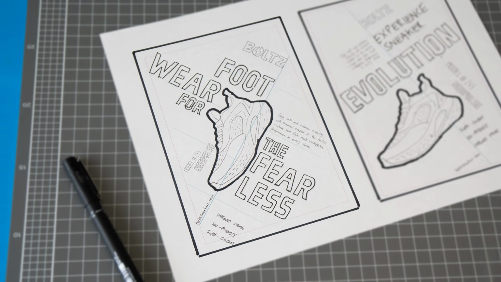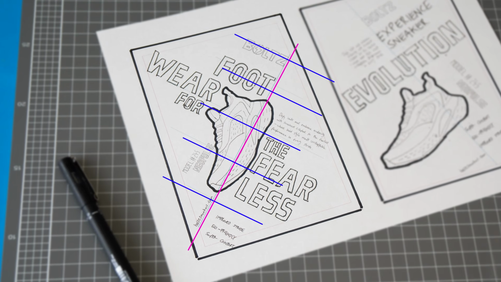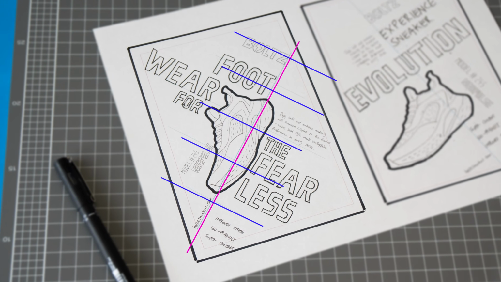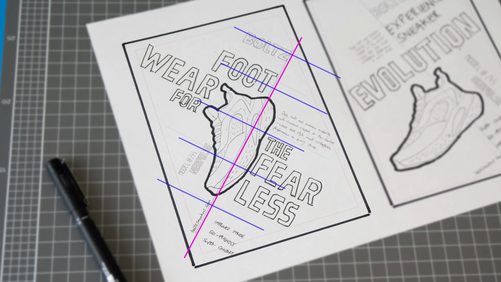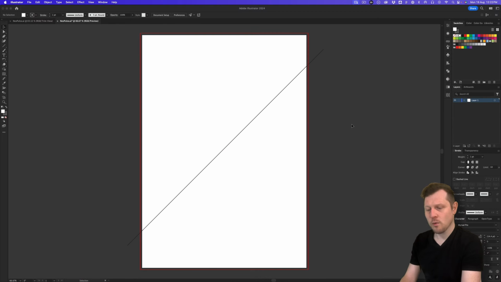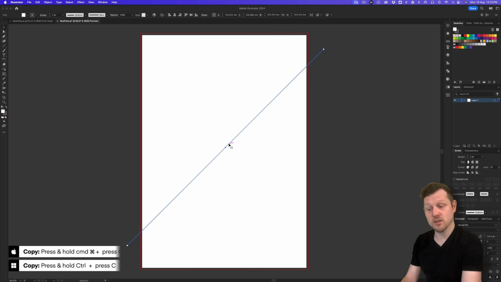Now, if we look at my sketch, you can see I have these other lines perpendicular to my main axial line, which I want to use to align my type elements. So to create these lines is easy. With my main axial grid line selected, I'll press Command plus C on Mac or Control plus C on PC to copy.